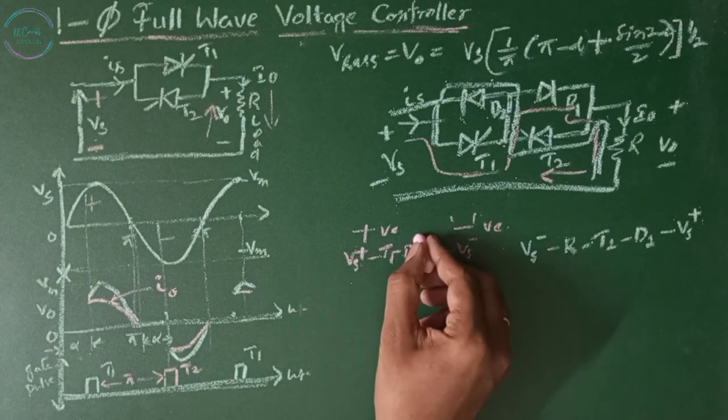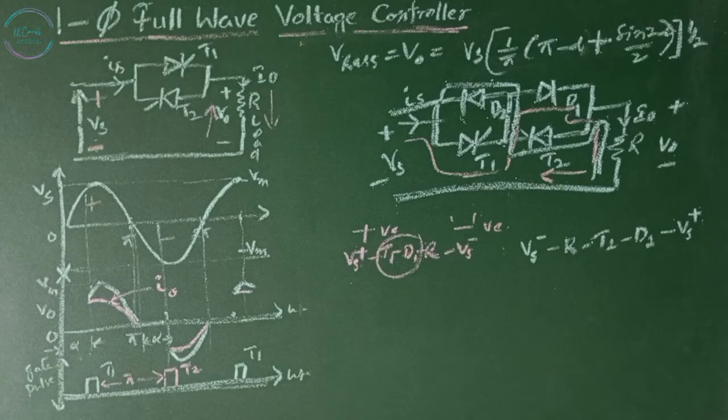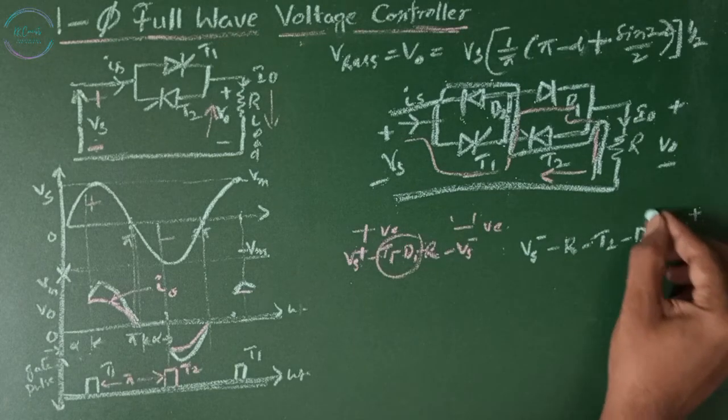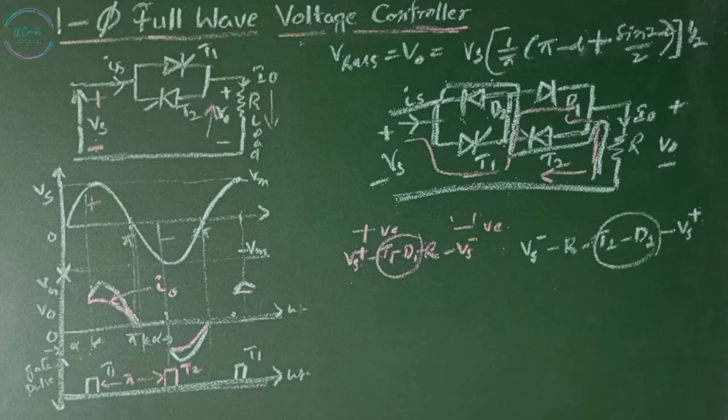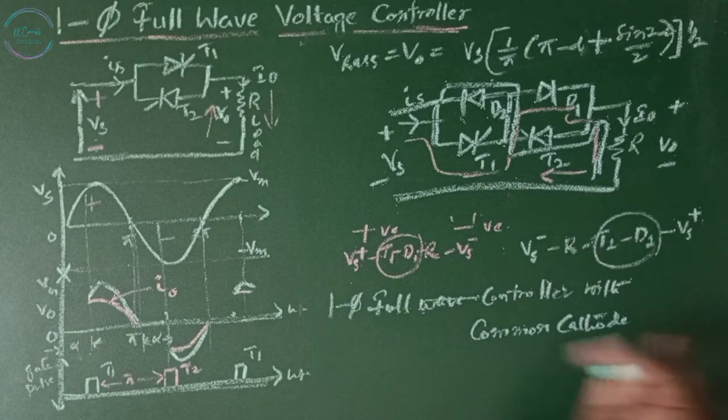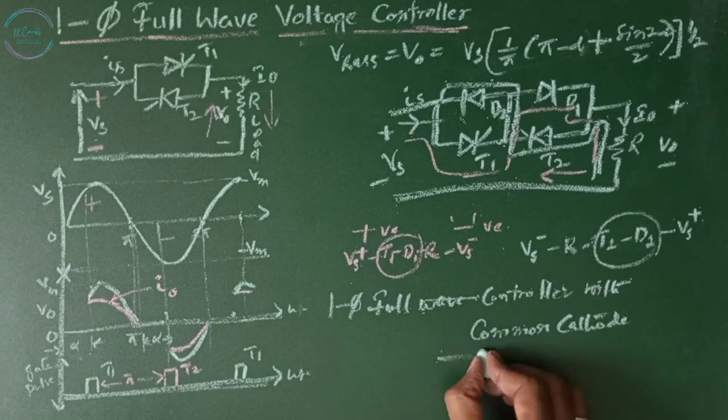Here two power devices are acting at a time, and here also two power devices are acting at a time. Due to this, the conduction losses of the devices would increase and efficiency would be reduced. This is a single phase full wave controller with common cathode circuit.